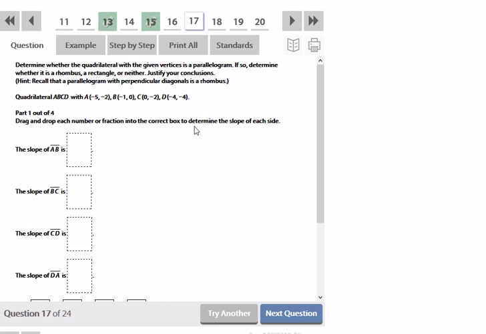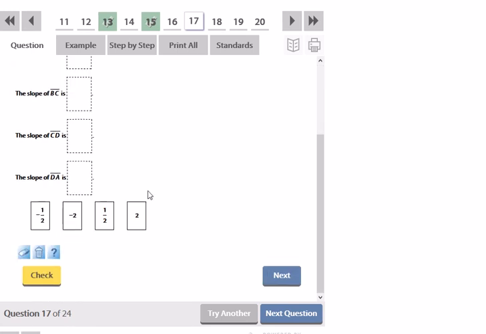Determine whether the quadrilateral with the given vertices is a parallelogram. If so, determine whether it's a rhombus, rectangle, or neither, and justify your conclusions. Drag and drop each number or fraction into the correct box to determine the slope.